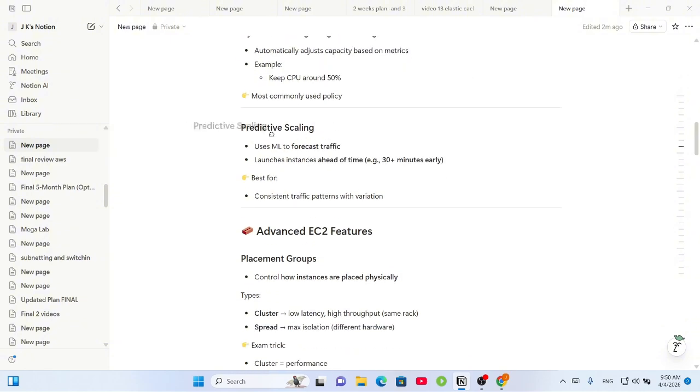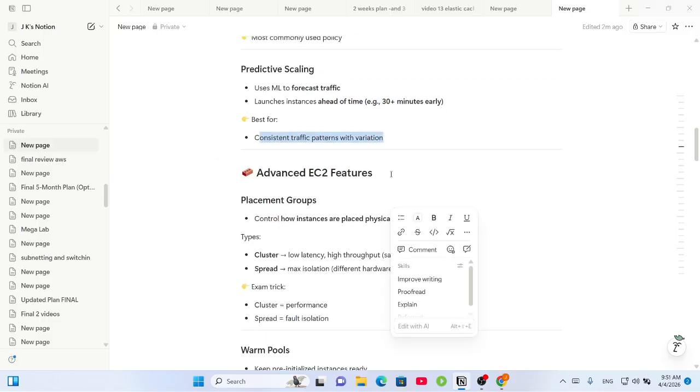Predictive scaling uses machine learning to forecast traffic and launch instances ahead of time. Example, 30 minutes early. Best for consistent traffic and patterns with variations.